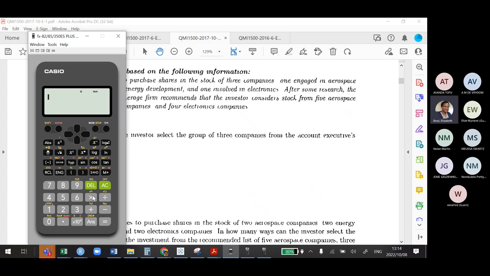In permutation, order matters the most. So how things are done matters. The order in which things are done matters in permutation. In combination, order does not matter. Preference does not matter.